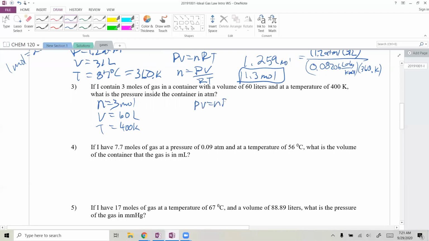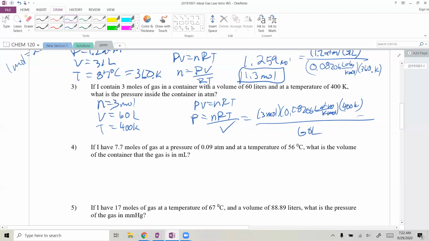Now we're looking for pressure this time. So P equals nRT over V. And so we just need to plug in our 3 moles, our R, our temperature, and divide all of that by our volume. And we get a pressure of 1.64 ATM, or about 2 ATM if we do all the rounding.